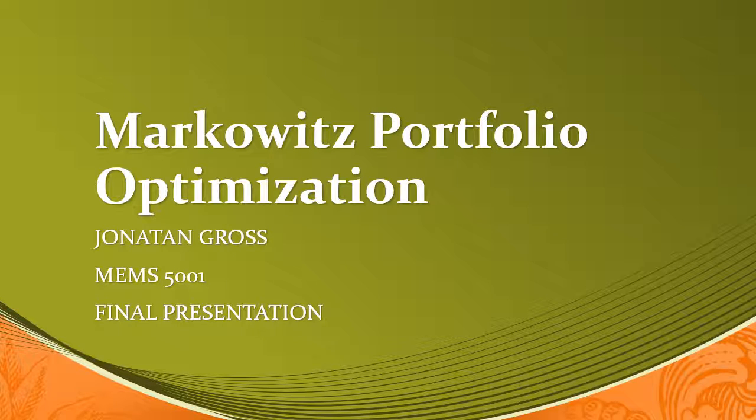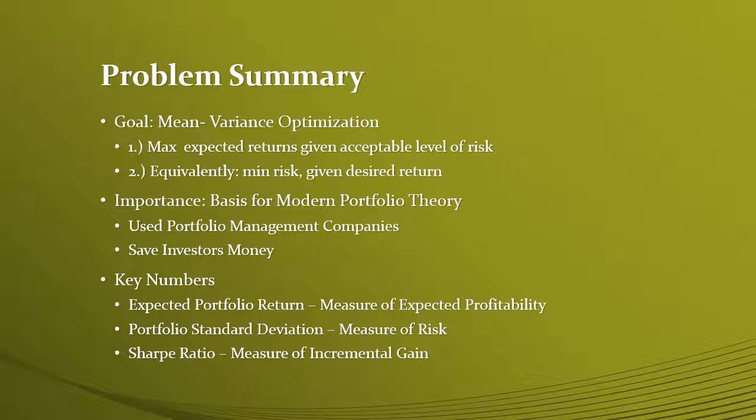So for my project, I did a Markowitz portfolio optimization problem, which is trying to optimize stock portfolios or asset portfolios. The goal of a Markowitz portfolio optimization, which is also called a mean variance optimization, is that you want to maximize the expected returns given a certain acceptable level of risk, or similarly, you want to minimize your risk given a desired return value.